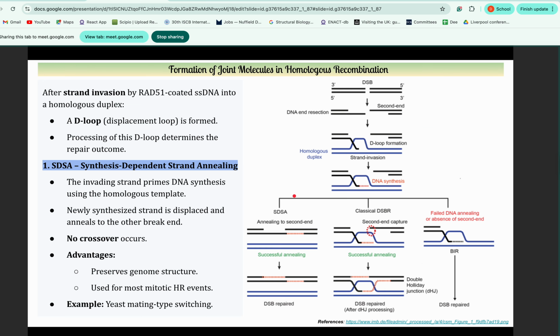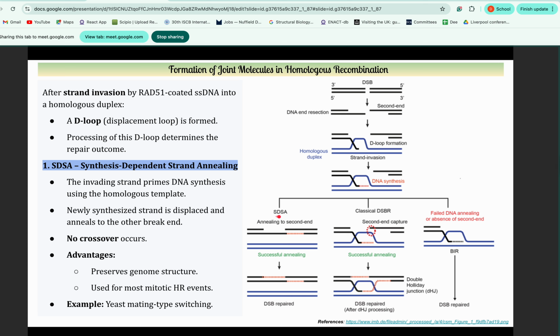Okay, now one by one we'll talk about all the three joint molecules which can be observed. So during the repair mechanisms there are different paths which the repair mechanism can take. So different decisions are taken during this process. So after the strand invasion takes place by RAD51 coated single stranded DNA, the D loop is formed, which we discussed, which is like a displacement loop. Now after the synthesis takes place, there is the possibility that three types of joint molecules can be synthesized.